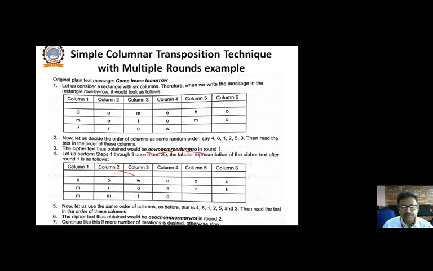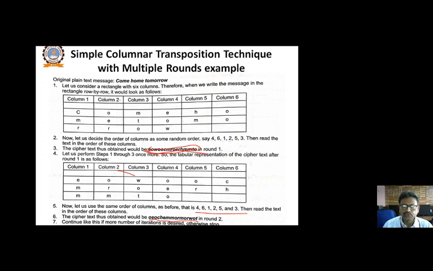Now if I am considering 2 rounds, then in that case this EOWOOCMR will become the plain text for the second round. And then we will write in the same fashion, EOWOOCMMMROE. And again for the second round, we take the same set of columns, 4, 6, 1, 2, 5, 3. So we read it in the form of columns, so that it will become O, E, O, C, H, E, M, M, O, R, M, O, R, W, T in round 2. Now, this is the iteration process.